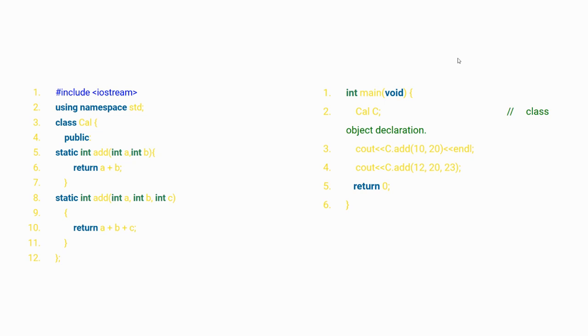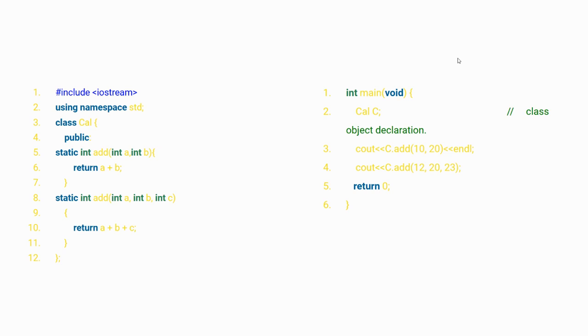First, we are creating a class named cal. In the class, we are writing the public access specifier and we are declaring static int add of int a, int b as parameters, and you are returning the a plus b value. After that, you are creating static int add with the same function name. You are passing three arguments int a, int b, and int c, and you are returning a plus b plus c. In the main function, you are creating an object of the cal class and you are going to print addition of two numbers as well as addition of three numbers.